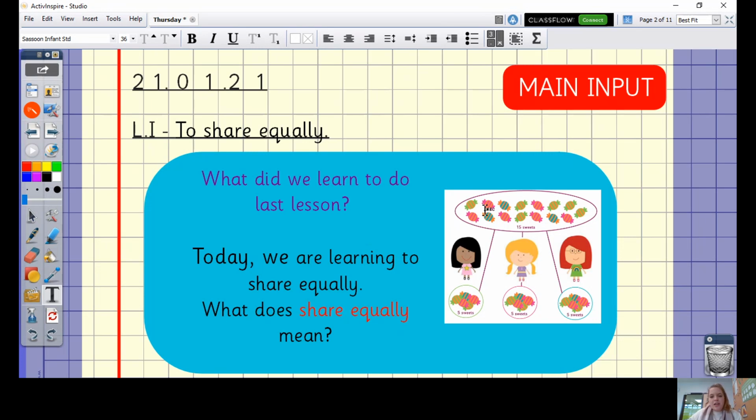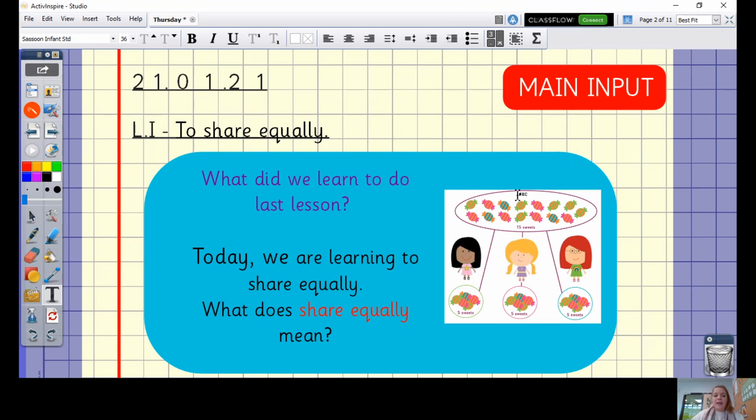So just have a look at this picture here that you can see on the right-hand side. This is a bit of a clue of what sharing equally means. But just pause the video now and just have a think. What do you think share equally means? Okay, hopefully you've had a little bit of a chance to think about what sharing equally means.